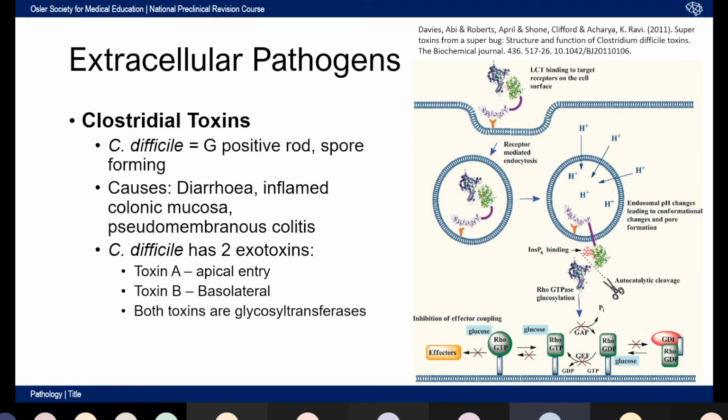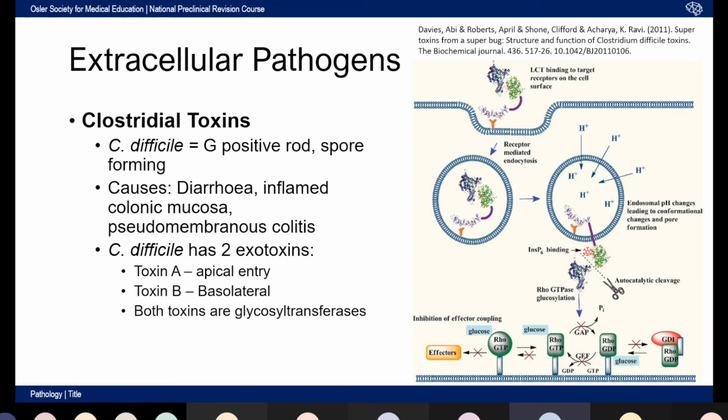So another example is clostridial toxins. These are produced by Clostridia bacteria, such as C. difficile, which is a gram-positive rod that's spore-forming. And this bacteria causes diarrhea, inflamed colonic mucosa, and pseudomembranous colitis. So C. difficile has two exotoxins, toxin A and toxin B.